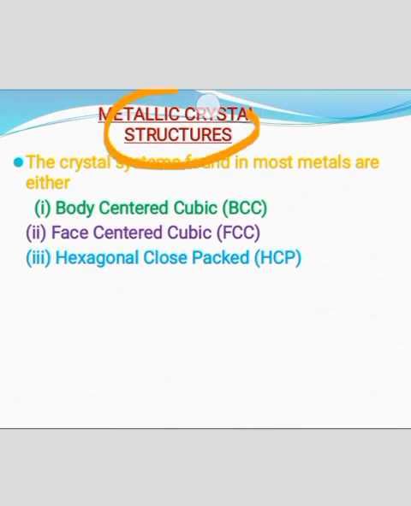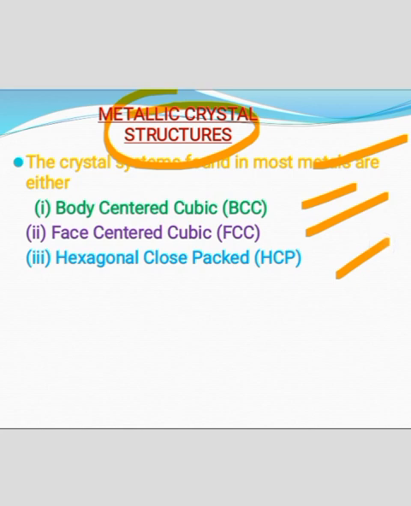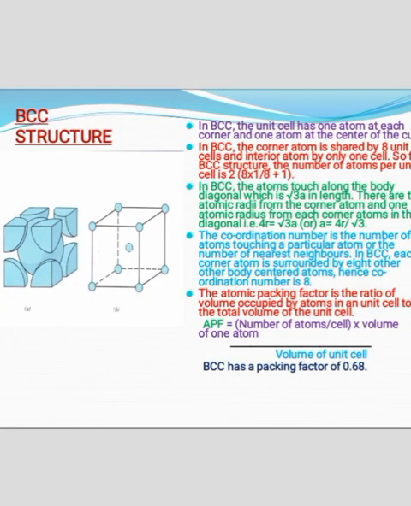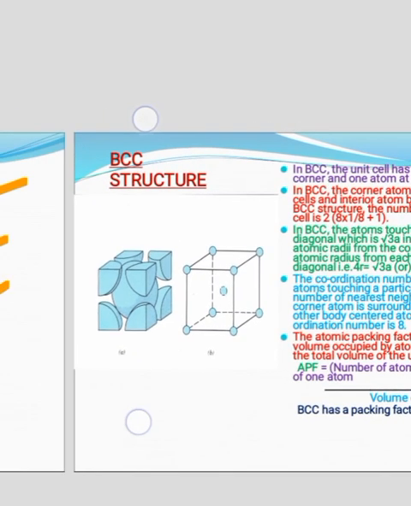Now, the metallic crystal structures. Most metals have either body-centered cubic, face-centered cubic, or hexagonal close-packed structure. So now we find the crystal systems: BCC, FCC, and HCP. Here is the BCC structure, the body-centered cubic structure.